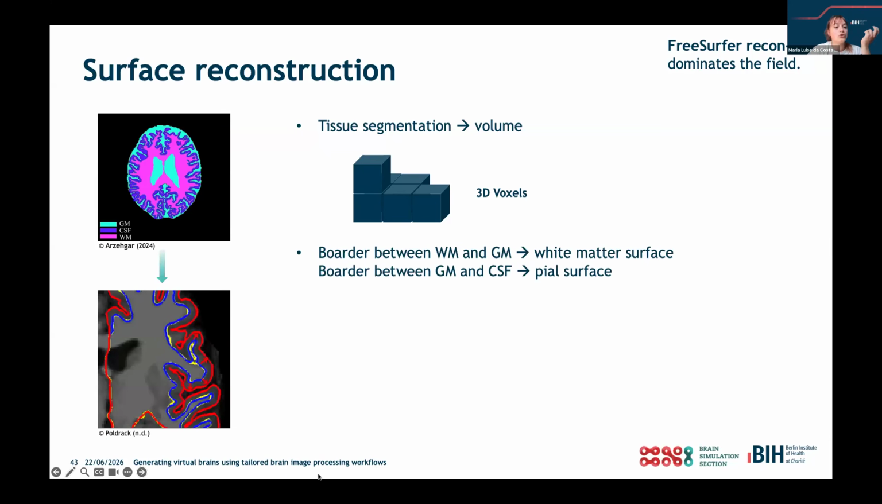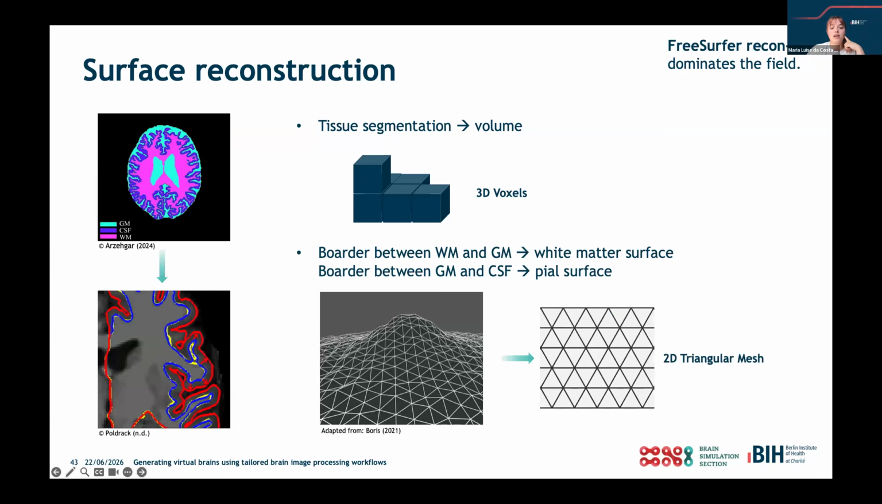More precisely, we want to know where is this blue surface, the white matter surface, and where is this red surface, the surface between gray matter and CSF. And this we can model with a 2D triangular mesh. Why a triangular mesh? Well, triangles have an extremely simple geometry and they are always planar. What I mean by that is, if you draw 3 points in a three-dimensional space, you will always be able to draw also a 2D surface through them.